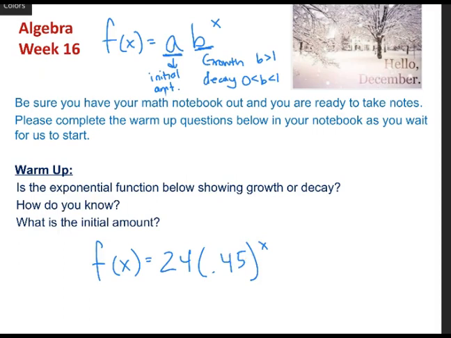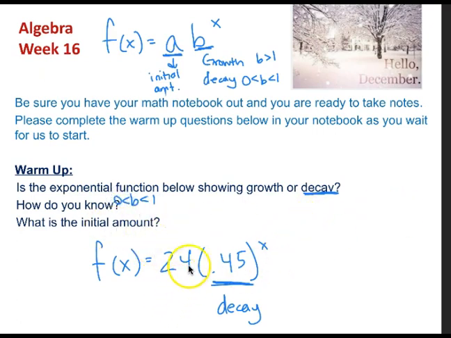Coming back down and looking at our original function, our b term is what represents growth or decay. That's this number right here, 0.45. Since it's less than 1 but greater than 0, it's showing us that we have decay. We know that because the b term is less than 1 but greater than 0.